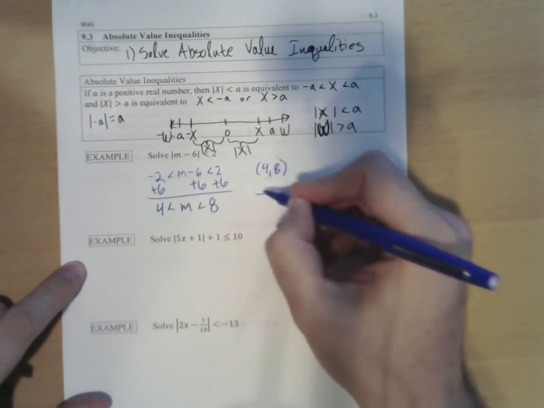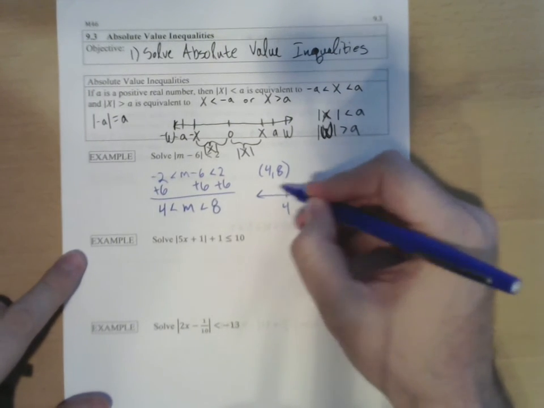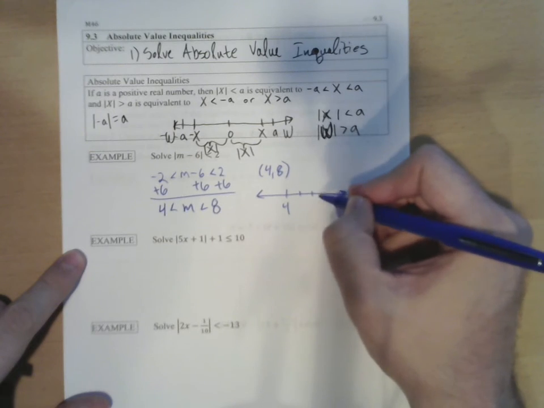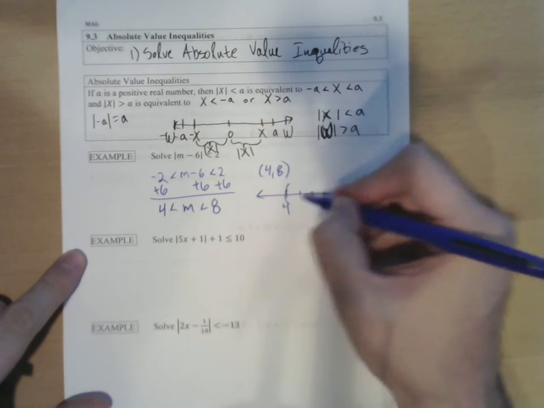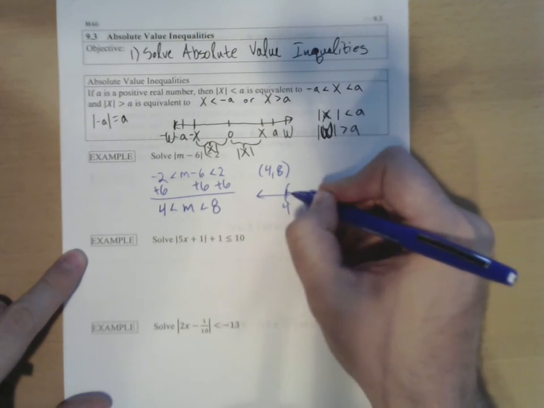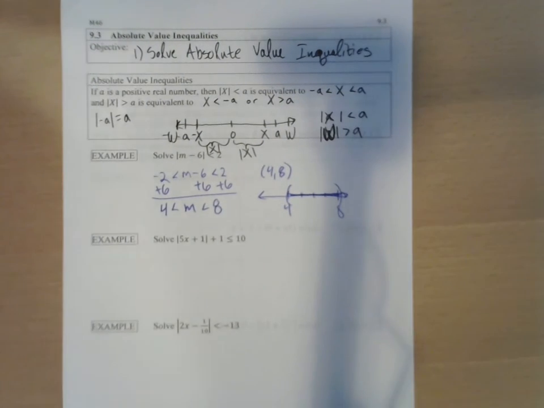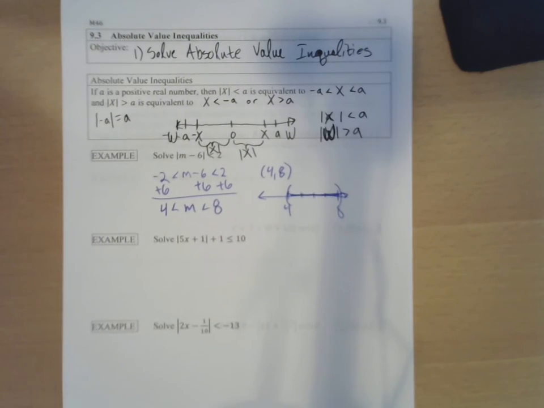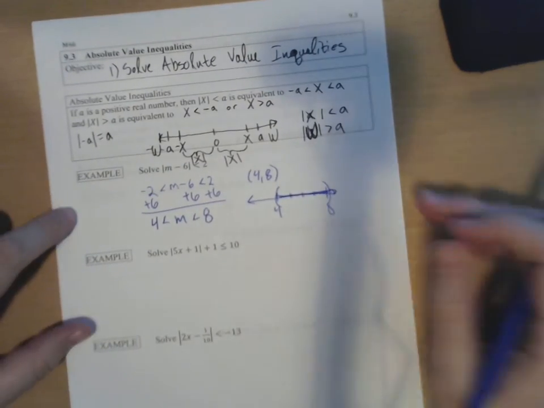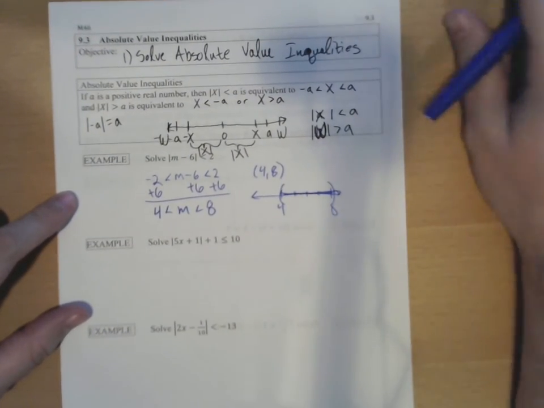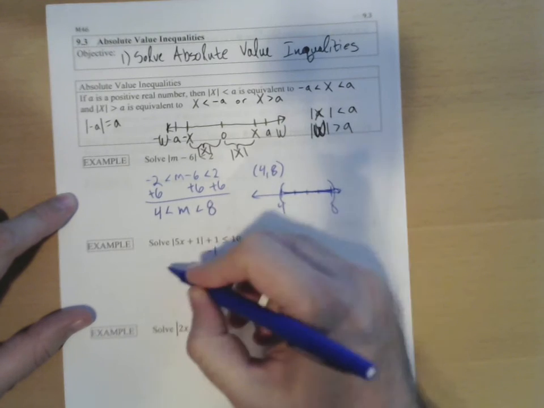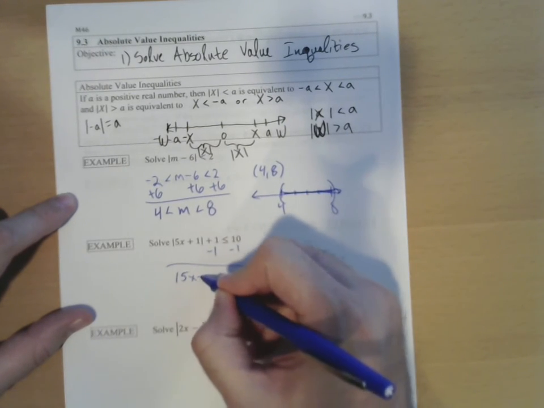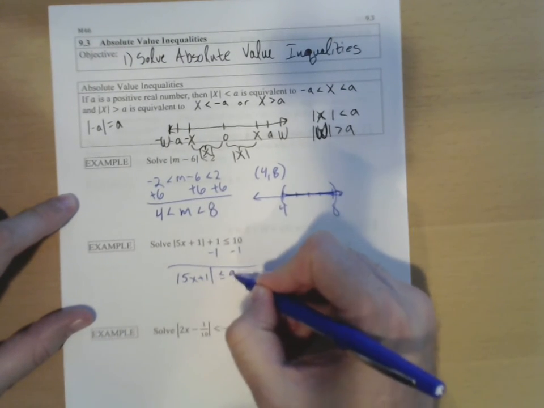And on the number line, if we were to graph this, if we have 4 here, and then 5, 6, 7, 8 here, we'd have a parenthesis and a parenthesis, and that would be our solution. So moving into our next example, this is again similar to some of the problems we saw in 9.2. We need to first get our absolute value expression alone. So I'm going to subtract 1 from both sides. The absolute value of 5x plus 1 is less than or equal to 9.